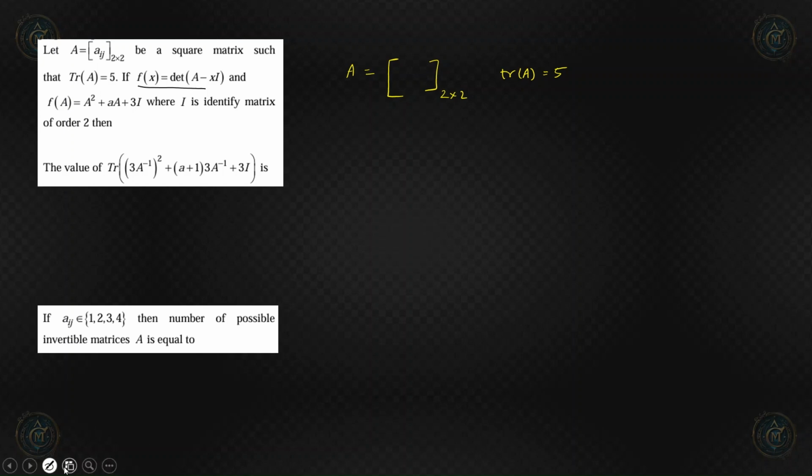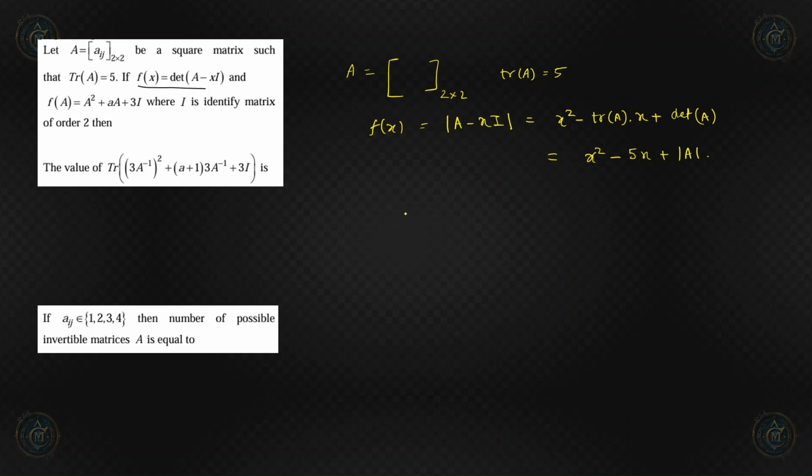So we know the characteristic polynomial of a square matrix, if it is a 2 by 2 square matrix, will be x square minus trace of A times x plus determinant of A, right? So what will be our trace of A? Trace of A is 5, that means x square minus 5x plus determinant A.